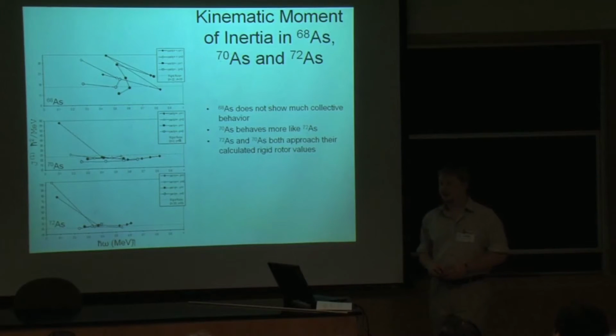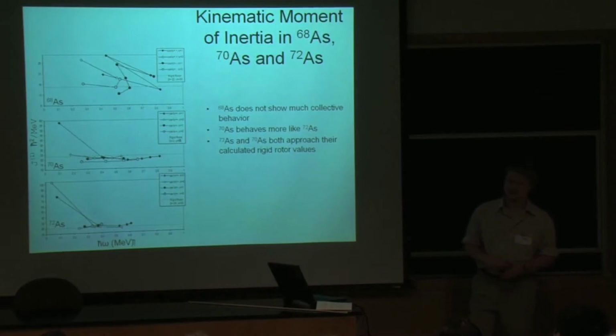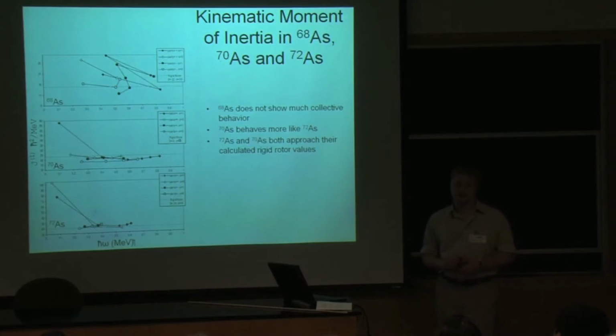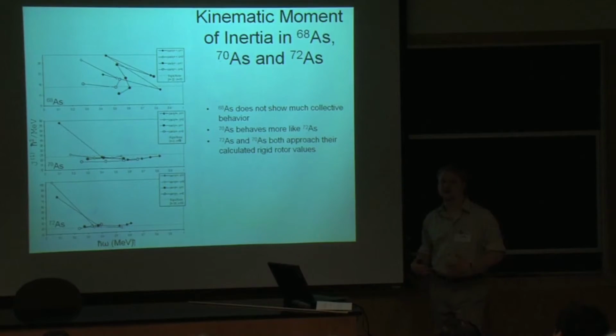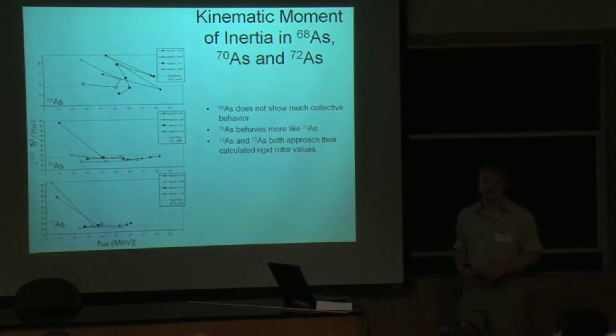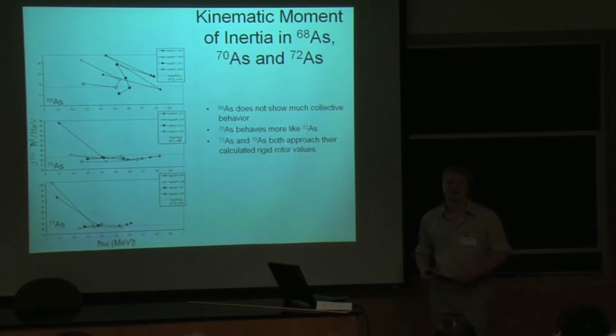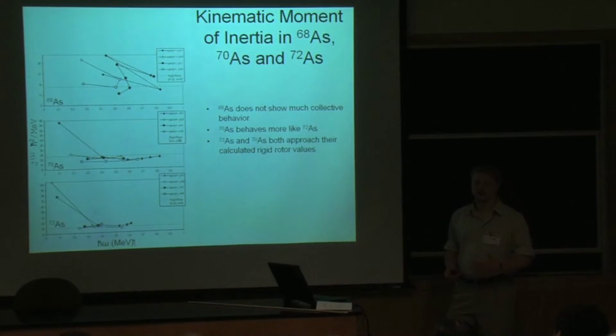All right, another calculation that we did was the kinematic moment of inertia. This is the quantum analogy to the classic rigid rotor problem. What you have here is this dashed line, which represents what the rigid rotor value would be were it a classical system. That is the predicted value. And if, as angular momentum increases, you have these things approaching that line, then we see, all right, it's behaving collectively at higher energies.